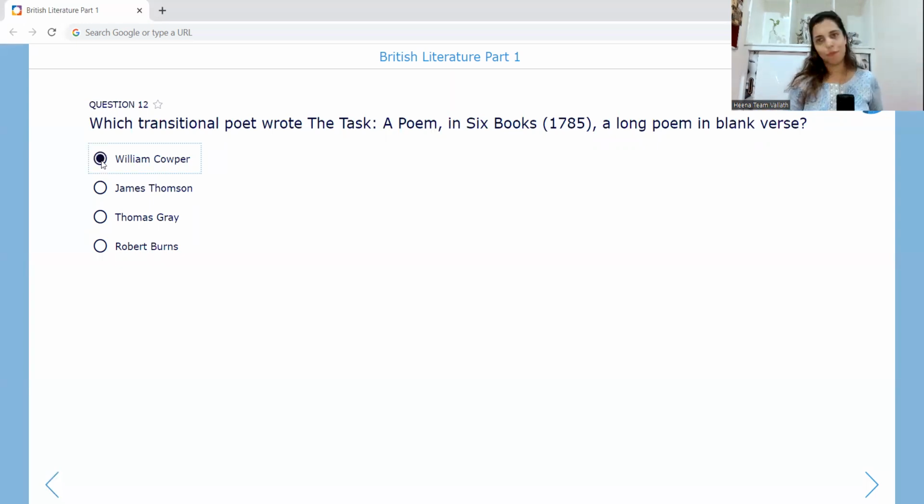Now, tell me the list of these transitional poets. Gray, Burns, Collins, Cowper, Crabbe, Thompson. They are the transitional poets. Okay. Why are they called transitional poets? They filled in the space between 18th century neoclassicism and 19th century romanticism. Their poetry was absolutely against the normal convention or the accepted rules of that time. Okay, it was like a revolution, right? And as I told you, The Task, a poem in 6 books, is of the year 1785 by Cowper.